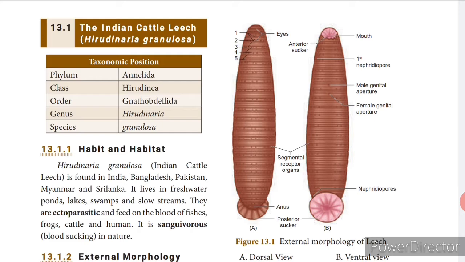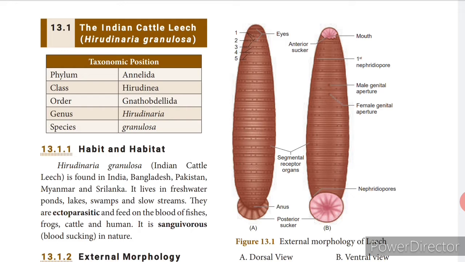Now next is the male genital pore. Since the leech is hermaphrodite, it has a male genital pore and a female genital pore. The male genital pore is found between the second and the third annuli of the 10th segment, and the female genital pore is between the second and the third annuli of the 11th segment.